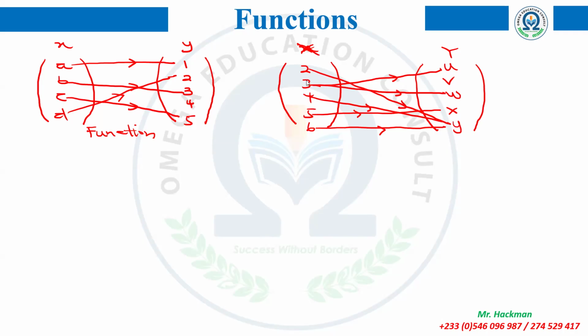But for 3, the input here, this would have been a function. But because 3 is having more than one element that it is mapping onto, meaning more than one image, it makes what we have here not a function. So again, I can write here that this is not a function.